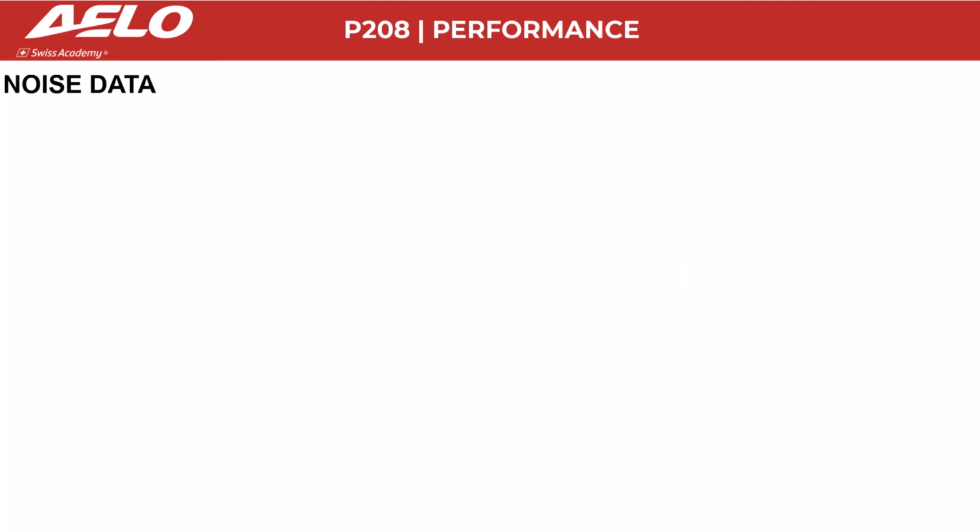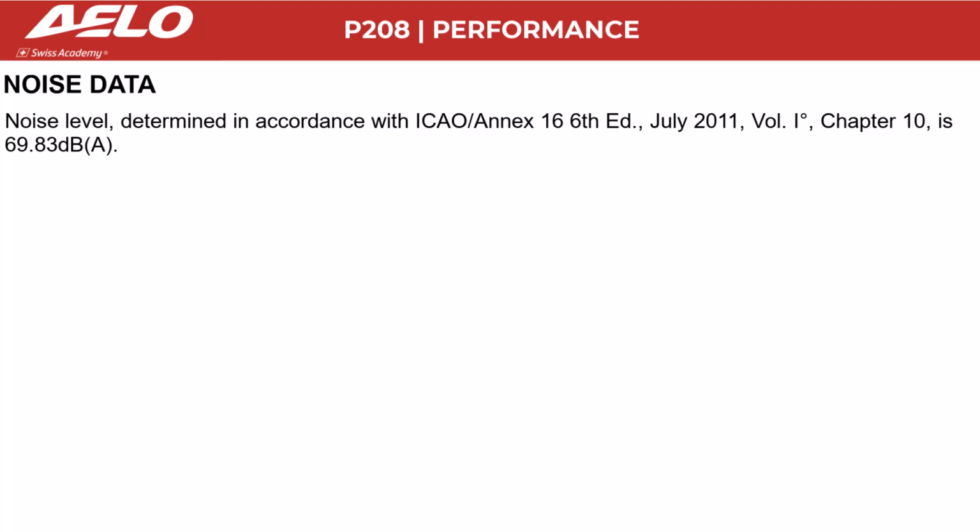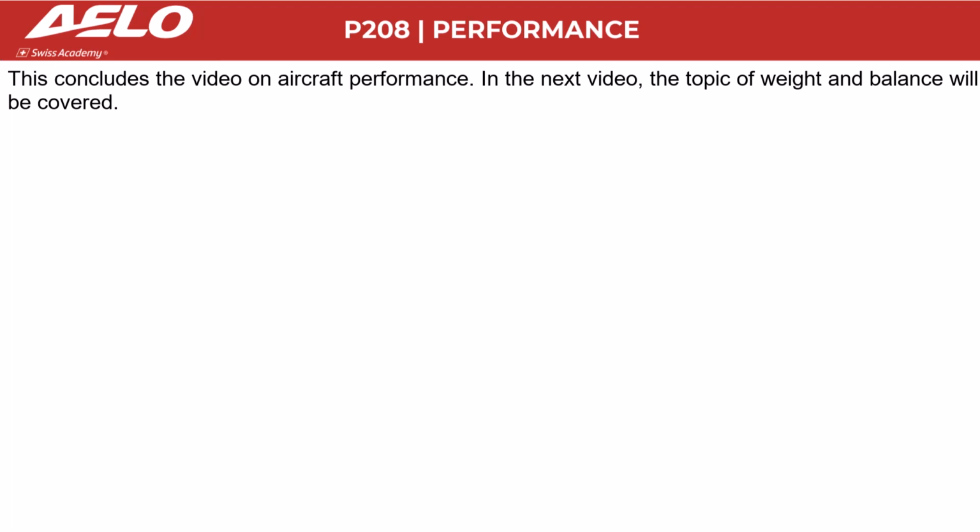Noise data. Noise level, determined in accordance with ICAO Annex 16 6th edition, July 2011, Volume 1, Chapter 10, is 6983 dB. This concludes the video on aircraft performance. In the next video, the topic of weight and balance will be covered.